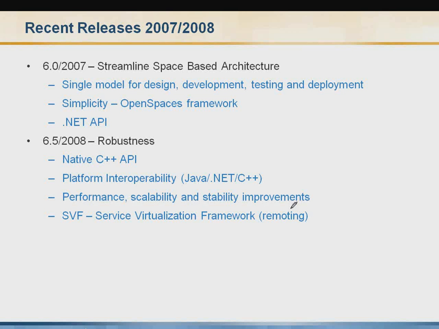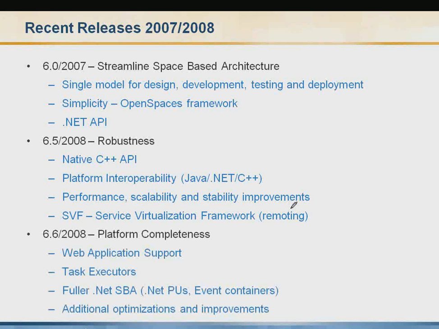Version 6.5, about a year later, was about robustness and the ability to interact between the three major languages. It was the first time we introduced the native C++ API and the interoperability between those languages. Naturally, as with every release, we invested a lot in performance, scalability, and stability, mainly around the data grid. And it was the first release where we introduced the service virtualization framework, or the GigaSpaces remoting, space-based remoting.